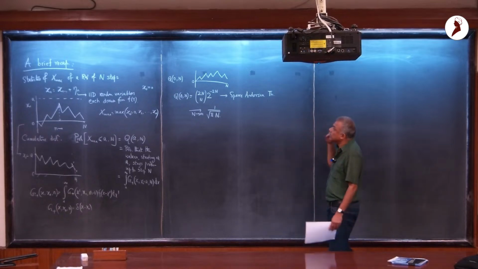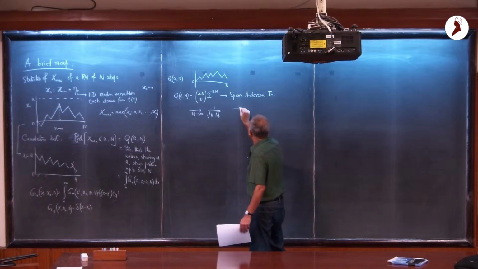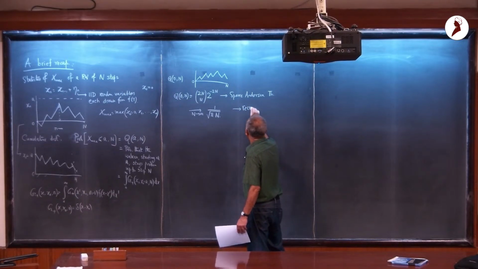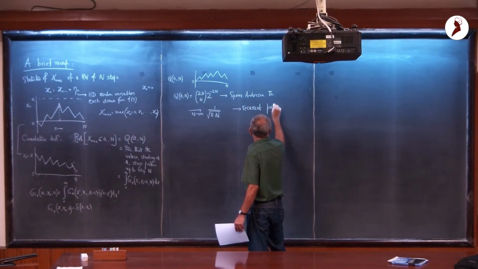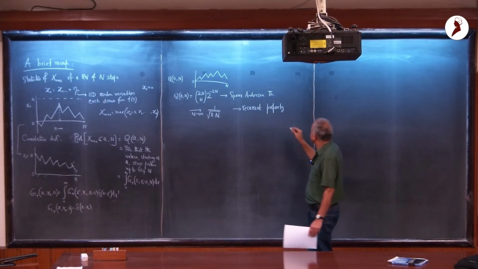Okay, so it has to cross the origin, and this is what is called the recurrent property of one-dimensional random walk. Recurrent means with probability 1, it will come back to the origin. It cannot survive forever, basically.